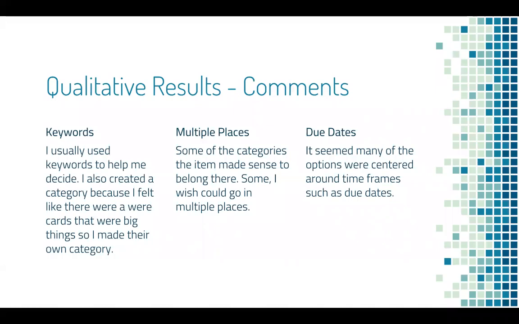They were about keywords, wanting to put things in multiple categories, and that a lot of things seemed to be grouped around due dates. One of the significant things I noticed was that keywords play heavily into how users choose categories. If a requirement contains the same word as one of the categories, chances are it will be categorized there and not somewhere else. If I were to do this again, I would pay very careful attention to what keywords I used.